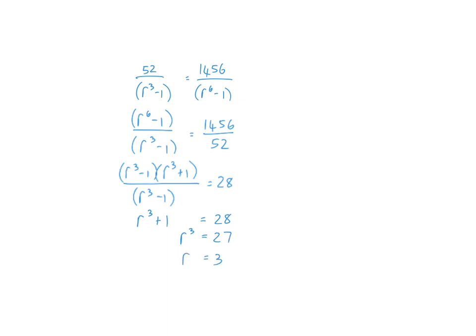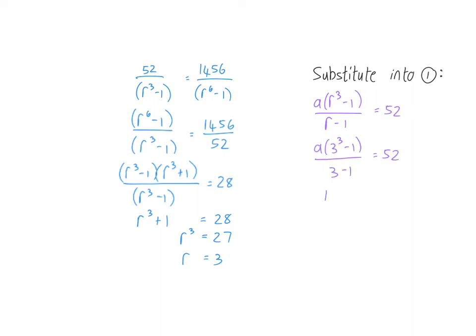R will be 3. Now that I have R, I can go and substitute that back into any equation to calculate A. If I simplify the left, I will have 13A is equal to 52, which means that A is equal to 4.